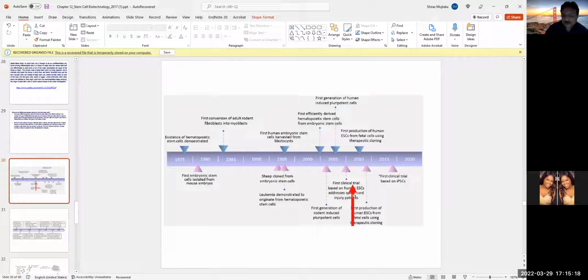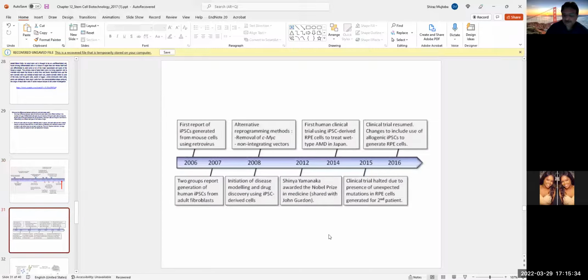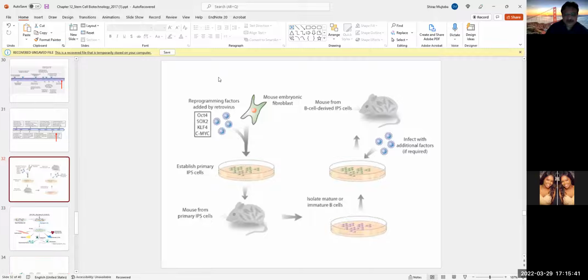And the first clinical trial for spinal cord injury patients, and first production of human embryonic stem cells from fetal cells using therapeutic cloning. First clinical trial, so it's going on. So this is a similar slide. And I also mentioned to you about induced.